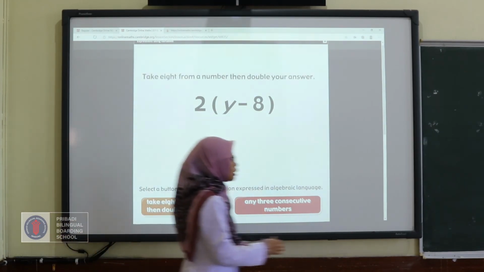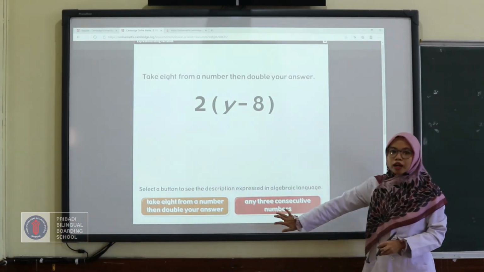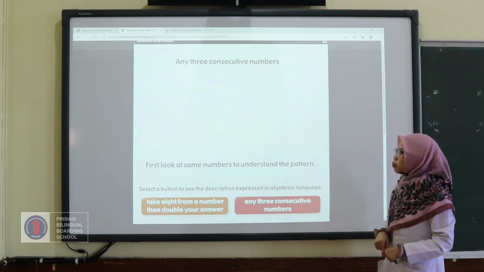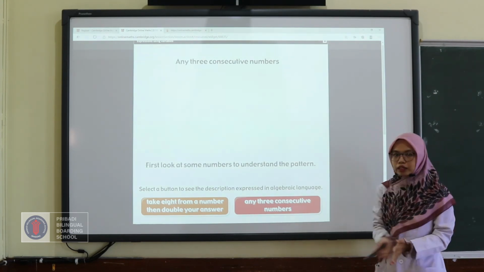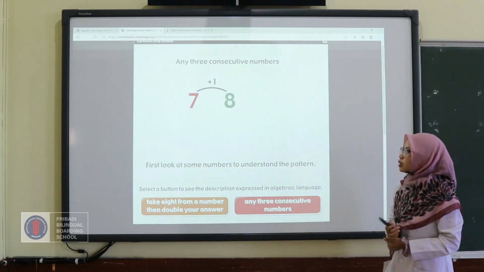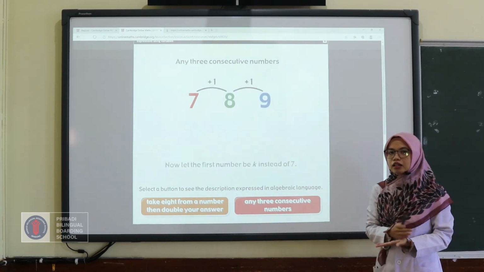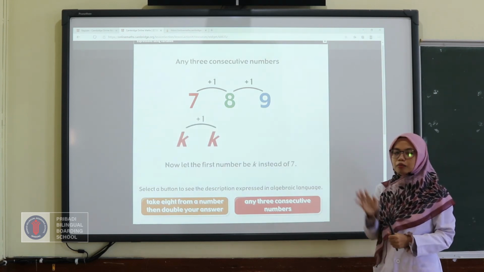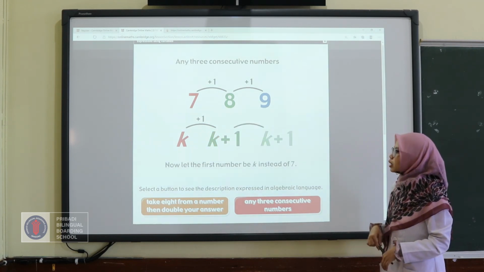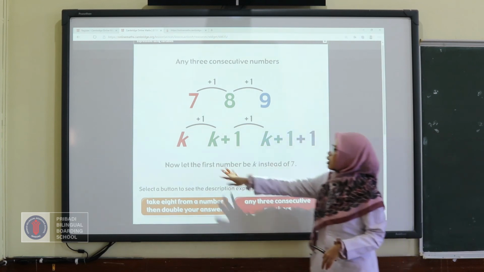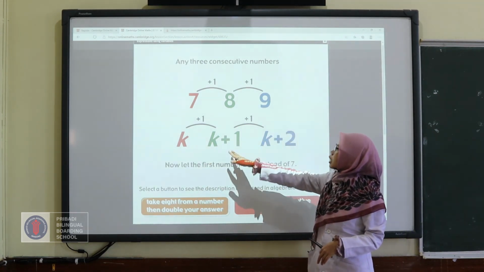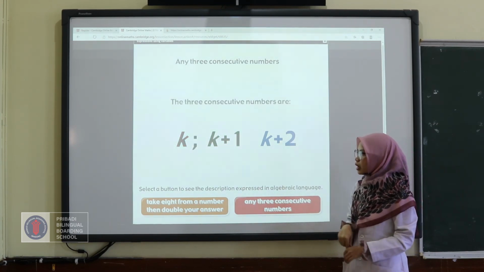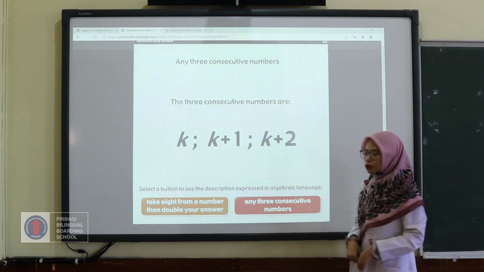And then for the next example here, we have any 3 consecutive numbers. What are any 3 consecutive numbers? First, look at some numbers to understand the pattern. As I said before, we have 7, 8, and 9 as 3 consecutive numbers. 7 becomes 8 is plus 1, 8 becomes 9 is plus 1. So if we represent 7 as k, then the next is k plus 1, and k plus 1 plus 1 is k plus 2. So the 3 consecutive numbers are k, k plus 1, and k plus 2.